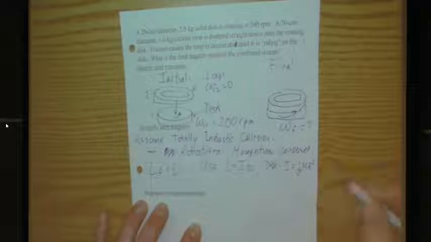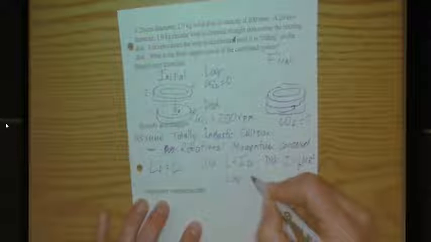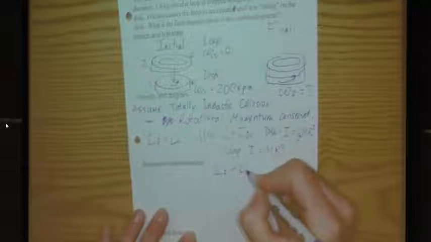And the other equations I need is that for a disk, we've got I is equal to 1/2 m r squared. And for a loop, you need I is equal to m r squared. So those are, I think, all the equations I need. Now I can solve it. So it's L final equals L initial.